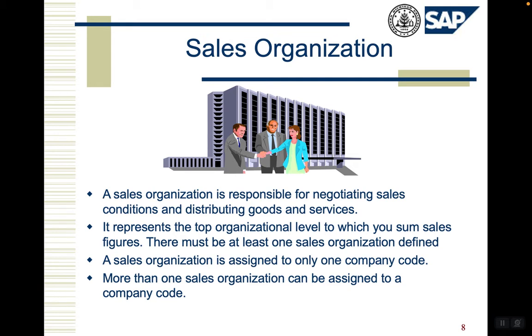Right? And within the SAP design, there's a company code. So everything falls under one company code, and a sales organization can only be assigned to one company code. But a company code can have more than one sales organization assigned to it. So it's a one-to-many kind of relationship.